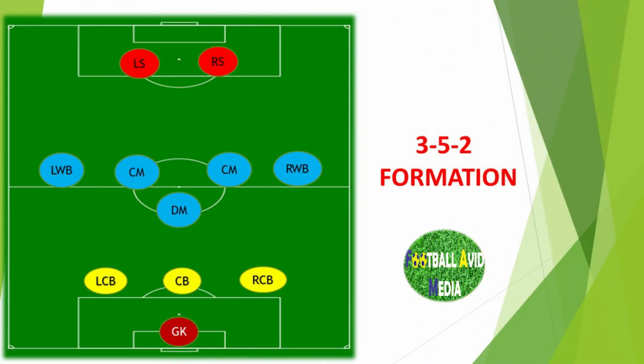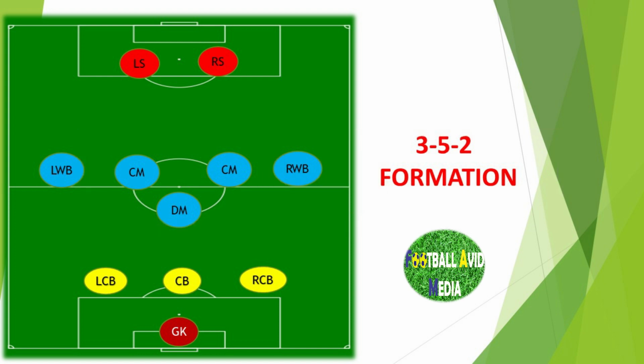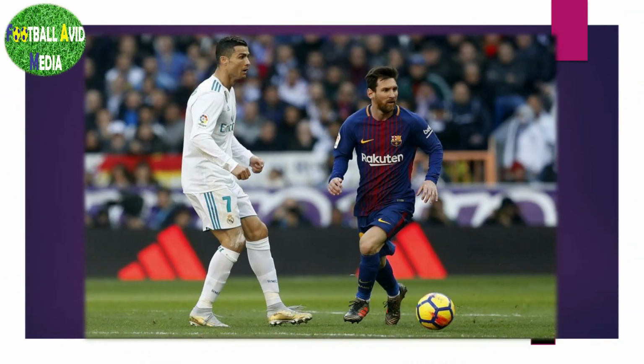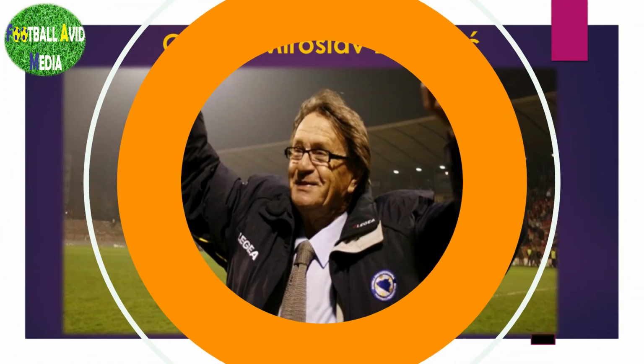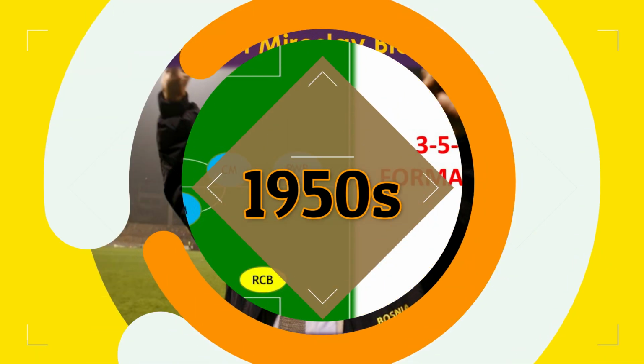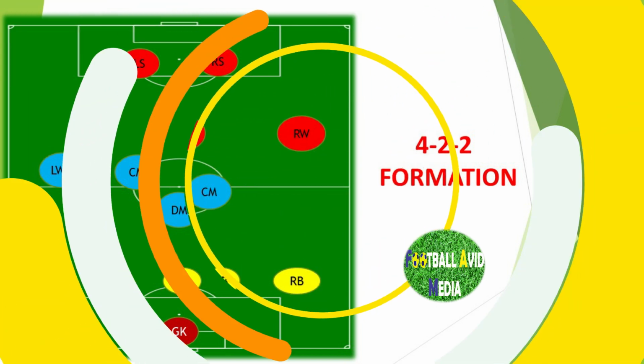Formation 3-5-2. Unlike the 4-4-2 formation, the 3-5-2 would put more emphasis on individual skills. West Germany won the World Cup in 1990 practicing this formation, and it is often used in football today. It is unclear when it was first used. Some say it materialized when Miroslav Blažević coached Dinamo Zagreb in the mid-1950s. Player positions can be arranged in different ways. An alternative is to place an attacking midfielder behind the forwards, as the image above suggests.